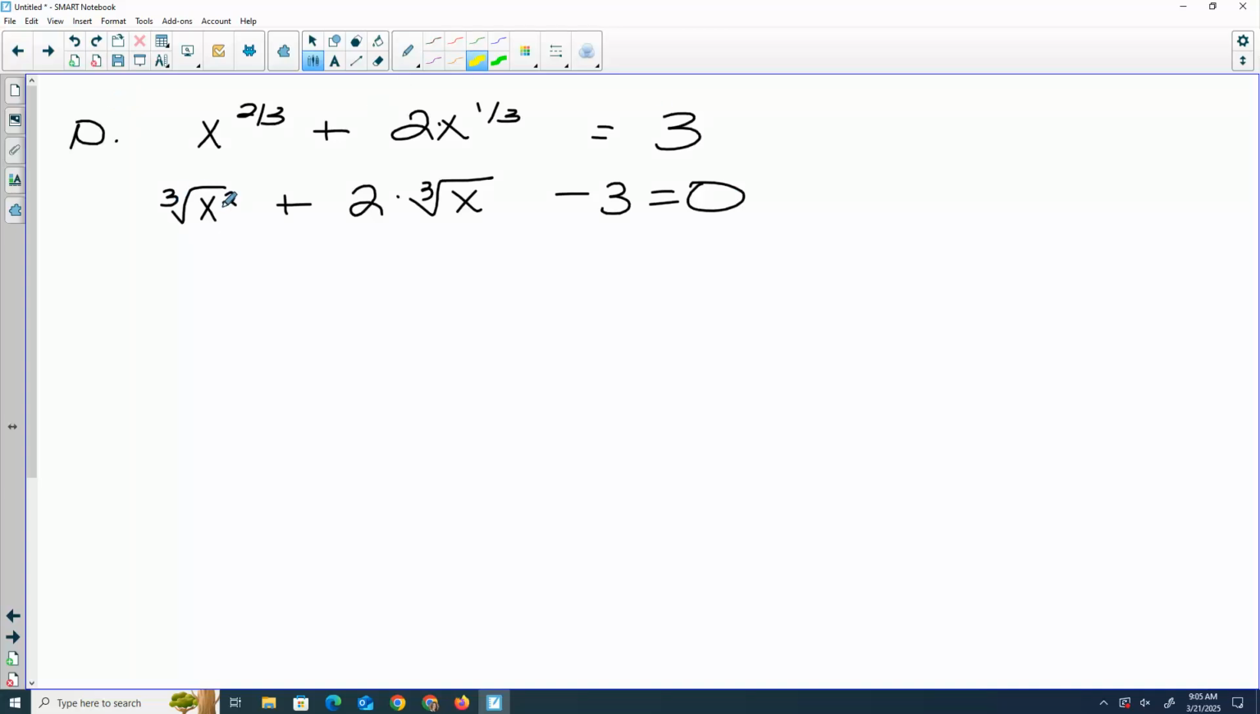But if I look at this, under my radical I have an x squared, an x, and a constant. So this is like a quadratic. So we can factor it like a quadratic. So cube root of x squared would break into cube root of x. I need 2 numbers that multiply to -3 and add to +2.